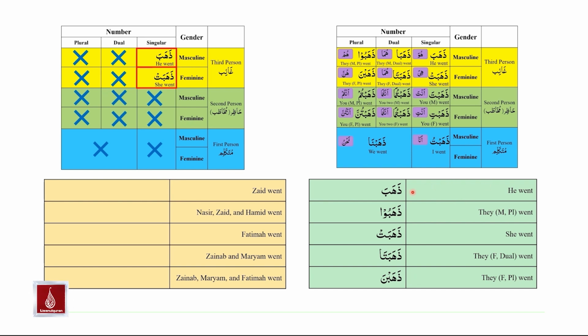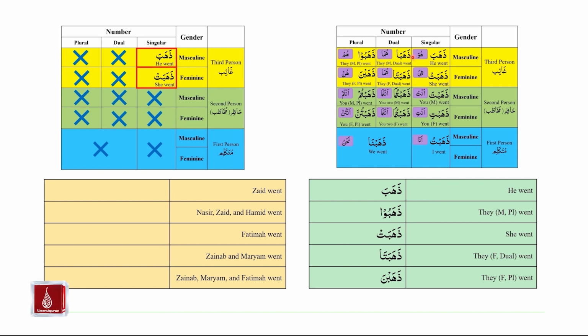He went, zahaba. They went, zahabu. She went, zahabat. They went for feminine and dual, zahabata. They went for feminine and plural, zahabna. So in all these examples, we are seeing that we are using the full table and we are picking options according to the personal pronoun that is being used.